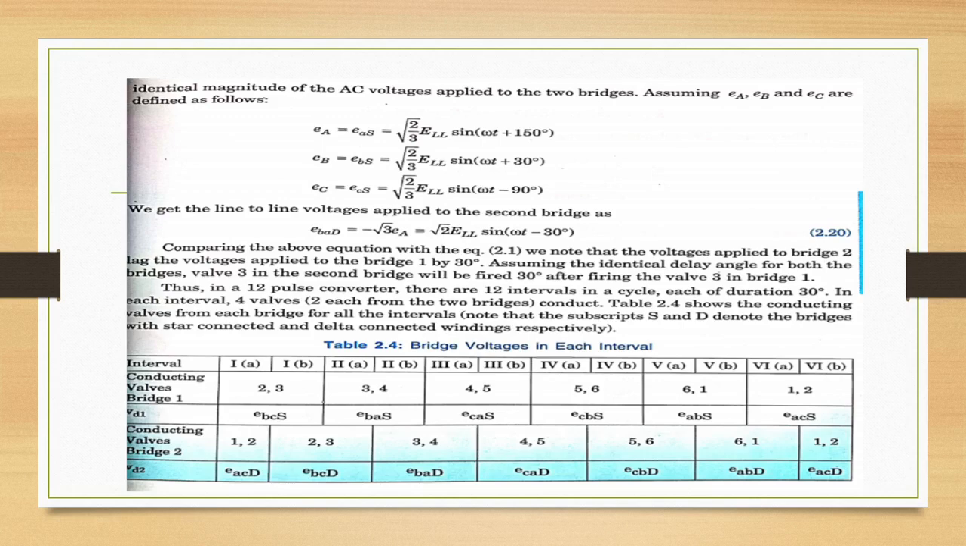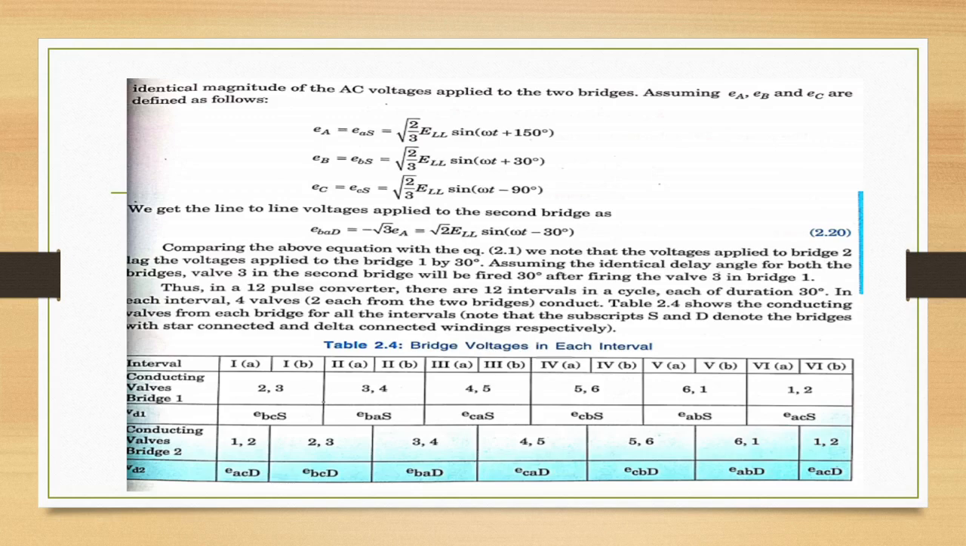So we get the line to line voltage applied to the second bridge as EBAD equals minus root 3 EA, that is root 2 ELL sin omega t minus 30 degrees. When we compare this equation with equation 2.1, we note that the voltages applied to bridge 2 lag the voltages applied to bridge 1 by 90 degrees. Assuming identical delay angle for both bridges, valve 3 in the second bridge will be fired 30 degrees after firing valve 3 in bridge 1.